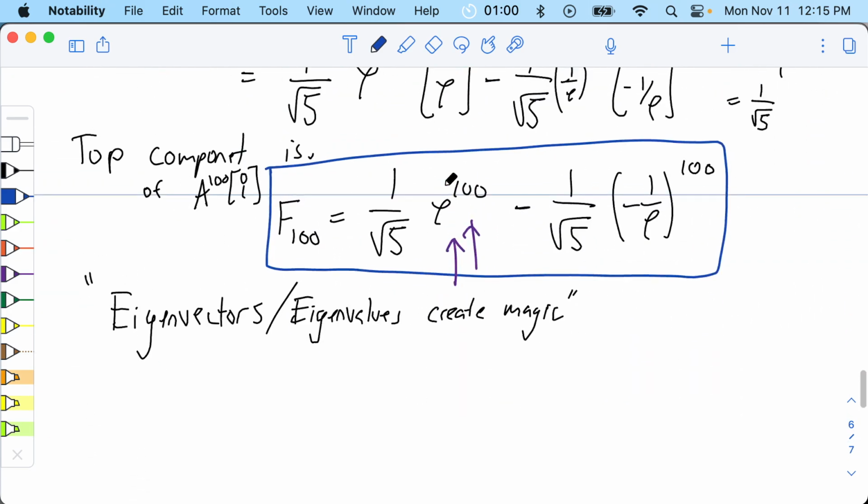Okay. Questions or comments about the Fibonacci numbers? Okay, now let's do a problem that seems completely unrelated, but is also going to turn into the same thing. It's going to turn into eigenvectors and eigenvalues. And so that's why I wanted to start with this, to show you why they're magical.